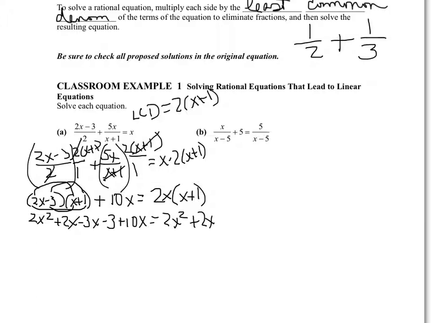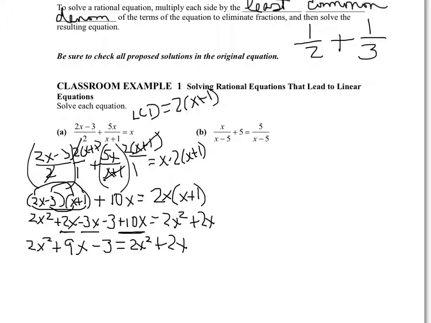It's time to start combining like terms. I'm noticing on the left side I have several terms that have x in them. I've got 2x minus 3x plus 10x, but I only have one term with an x squared, so I'm still going to have 2x squared. When I combine all of those x terms, 2x minus 3x is a negative x, and negative x plus 10x would give me plus 9x. And then I still have the minus 3 equals, on the right side, I have 2x squared plus 2x.